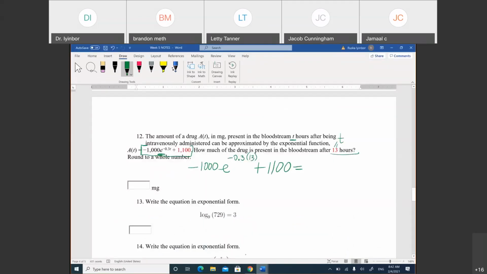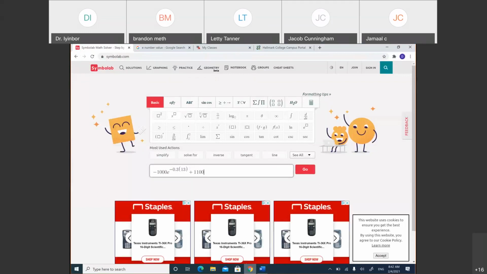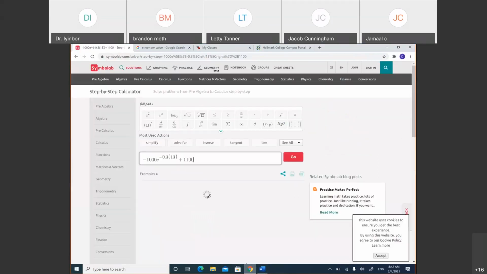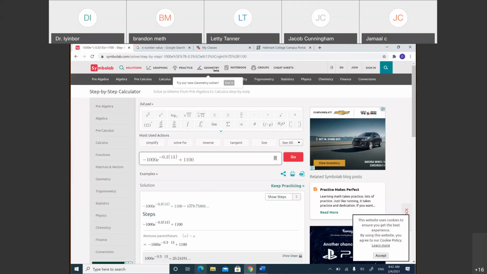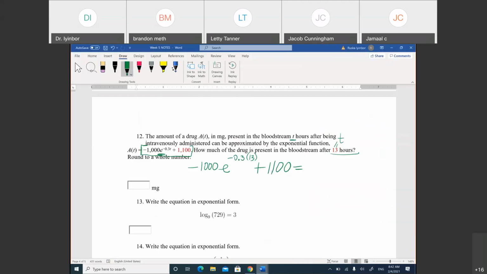Okay, so that's what we have. Let's see what we're going to get. How much of the drug is going to be left in the bloodstream? So here, this is the number. I'm going to copy the number to see exactly how they want the answer. So I'm going to copy and paste this number right here.